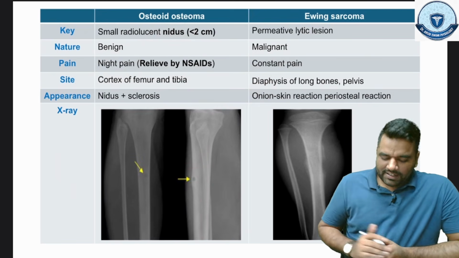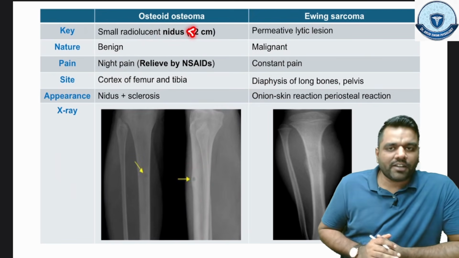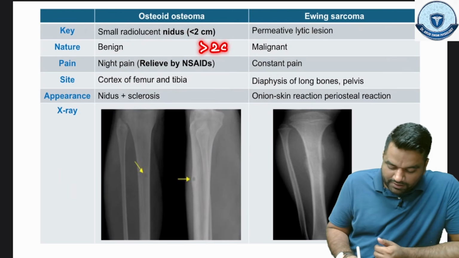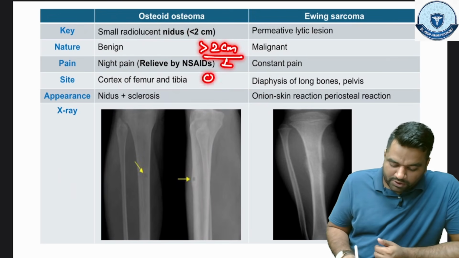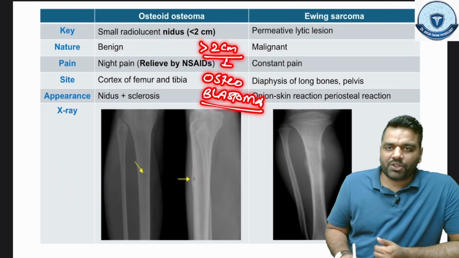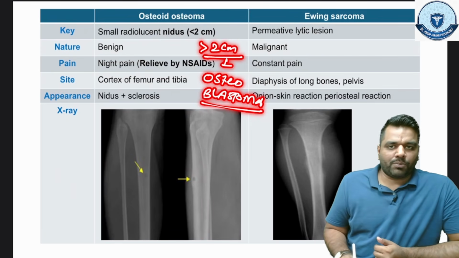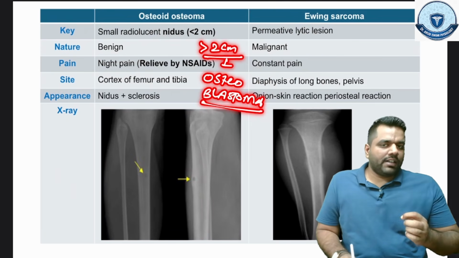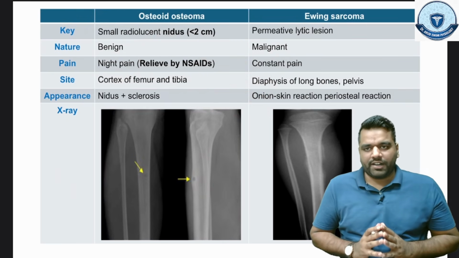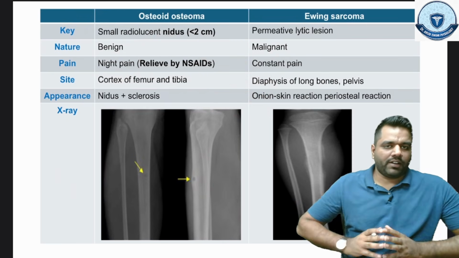This nidus, if less than 2 centimeter, is osteoid osteoma. If the nidus is more than 2 centimeter, we call this osteoblastoma. This is the only difference between osteoid osteoma and osteoblastoma. If nidus less than 2 centimeter, osteoid osteoma. If more than 2, osteoblastoma, right? So there are some different conditions.